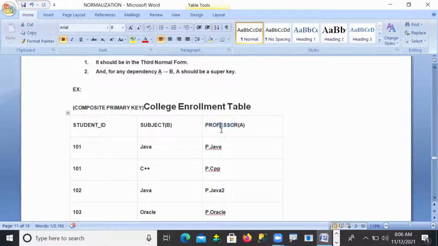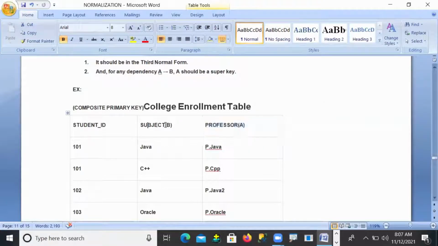So professor depends on subject. For example, subject is B, professor is A. So A depends on B, then A should be a super key, I said. Your professor is A, this professor depends on subject B, but A is which type here? A should be a super key. But is A a super key or not?